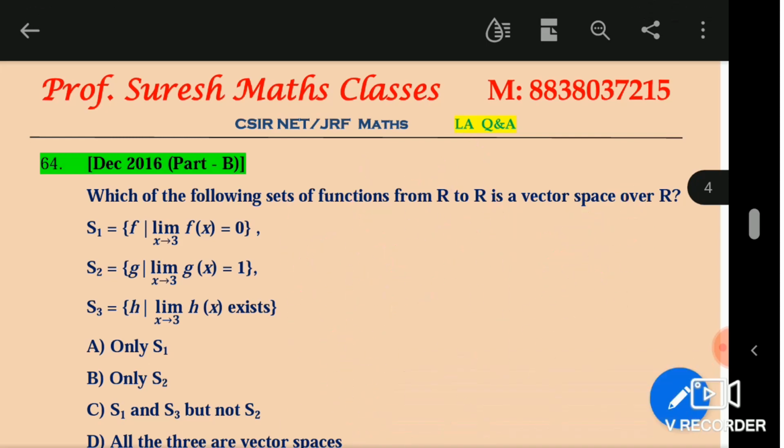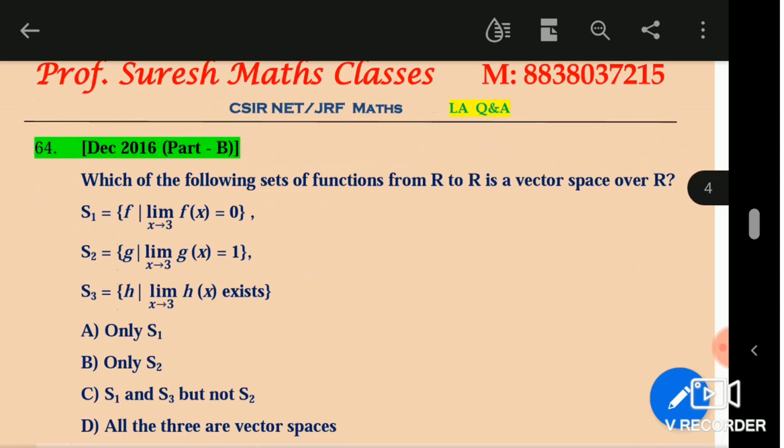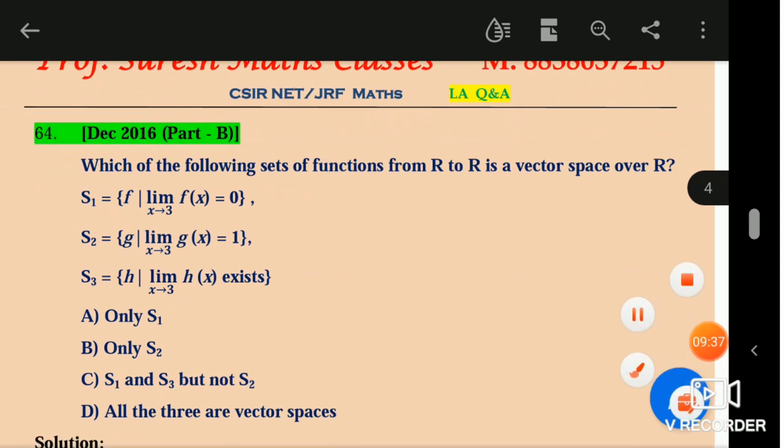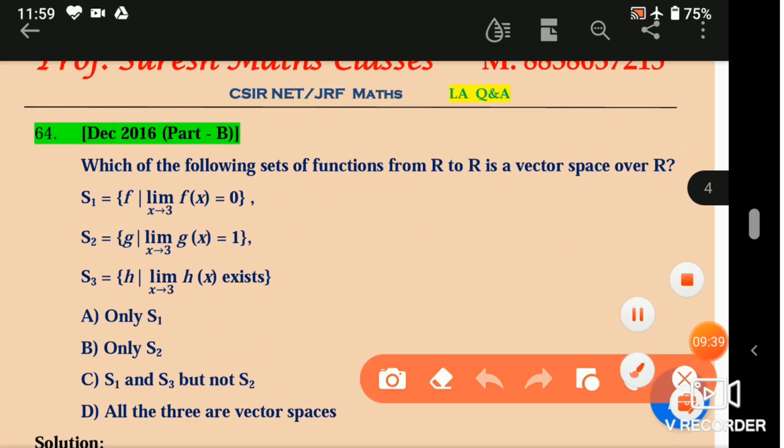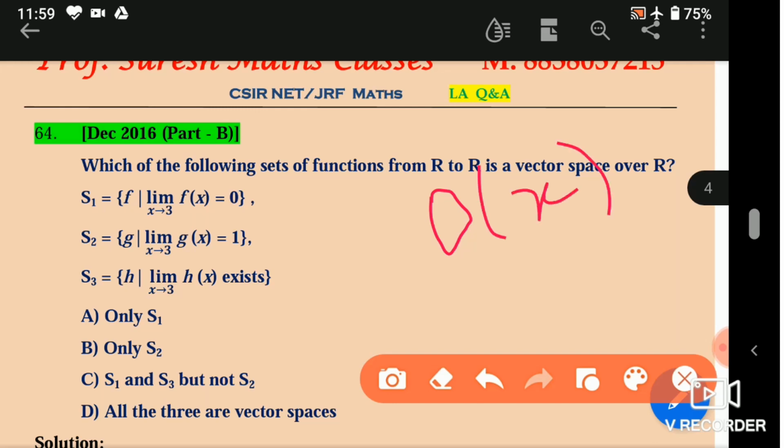You take 0 alone. Whether the set S1 contains the 0 function, that is the 0 vector here. So 0 function or not. If you take f of x itself 0, limit x tends to 3 f of x is also 0. So the 0 function belongs to S1. 0 function means you put any input, 0 of x equal to 0. That is called the 0 function. So the 0 function belongs to the first set.